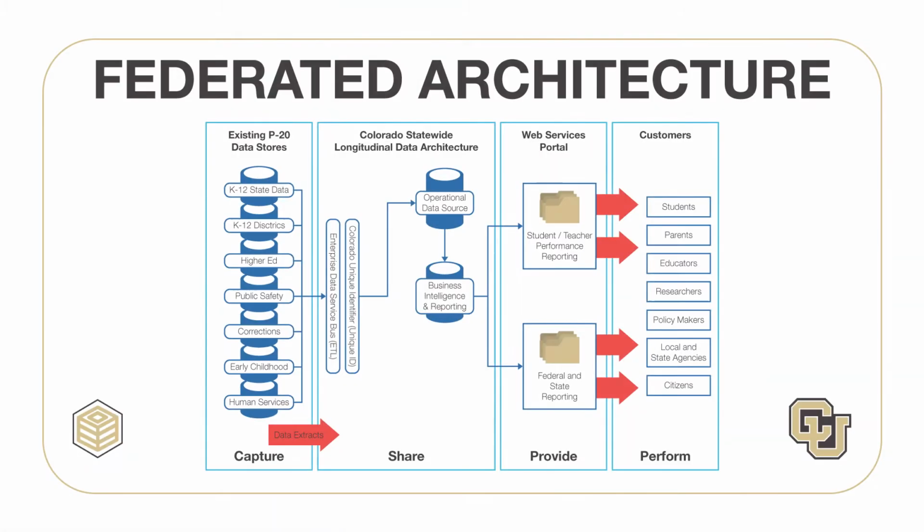The Colorado Education Data Warehouse uses a federated architecture with mandatory participation by data providers, mostly school districts. Colorado has 178 school districts, so the number of data sources provided by school districts is large. This diagram shows other data sources provided by higher education, public safety, corrections, early childhood development, and human services. After extraction, transformations are performed, including generation of unique identifiers.